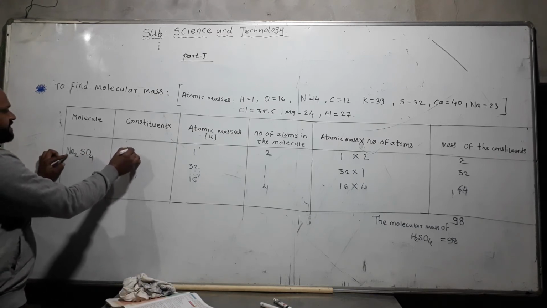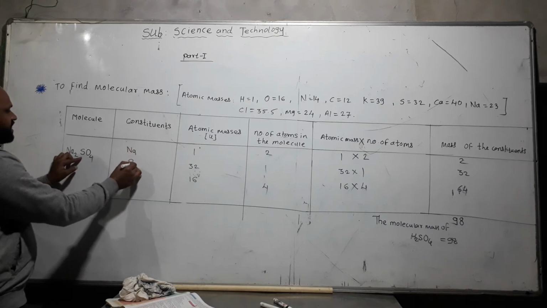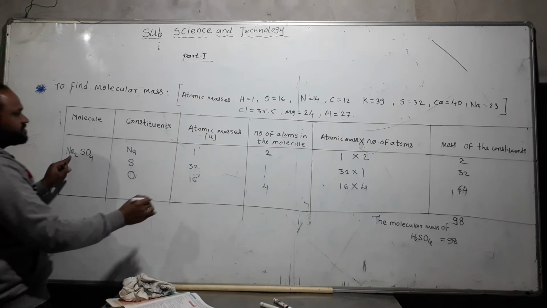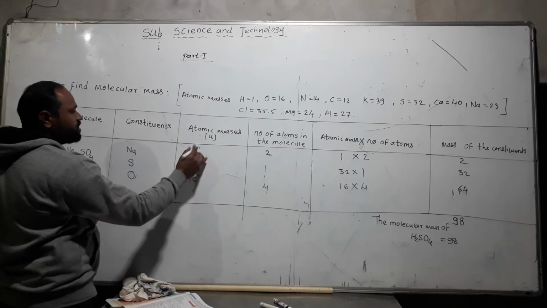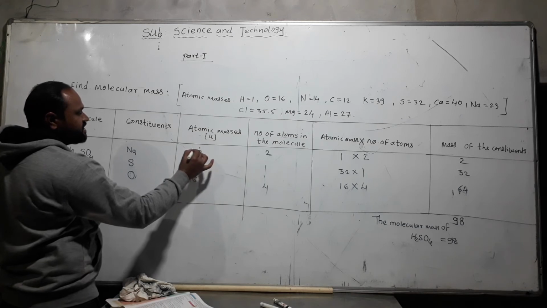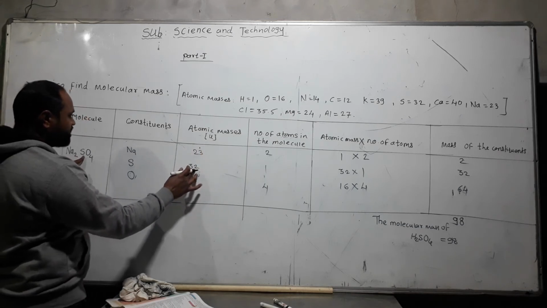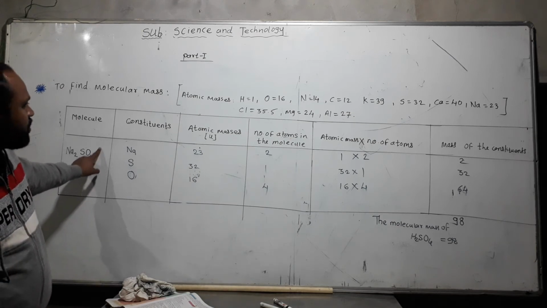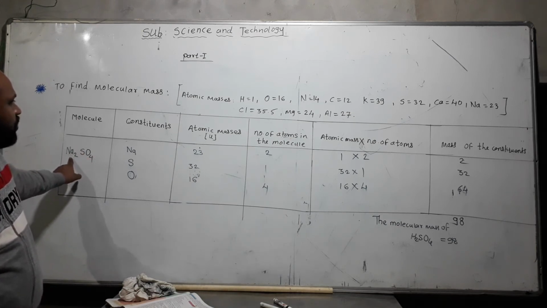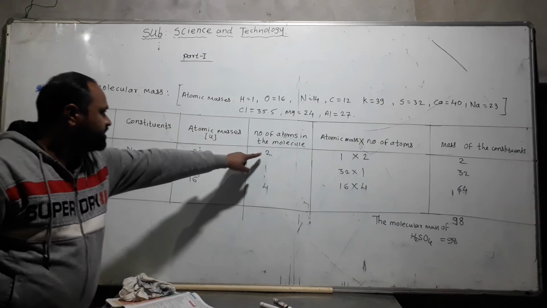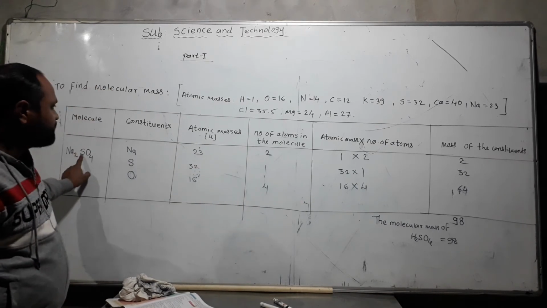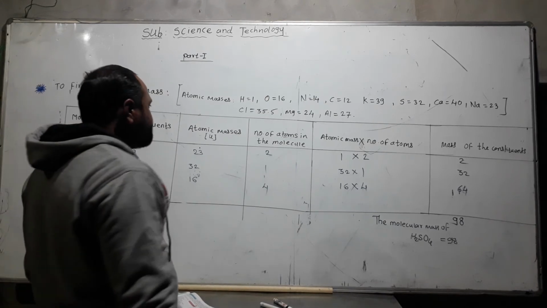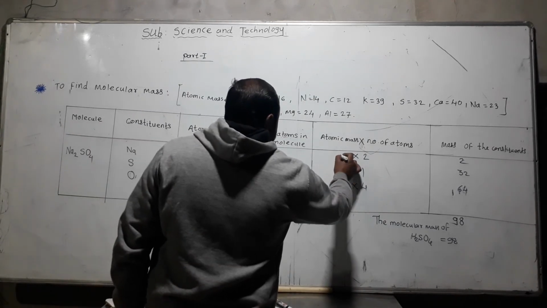Na is there, then sulfur is there, and also oxygen. Here, first write the atomic masses. Sodium atomic mass is 23, sulfur has 32, and oxygen has 16. Now the number of atoms in the molecule Na2SO4: sodium is 2, sulfur is 1, and oxygen is 4. Then multiply with the atomic mass of sodium, 23.